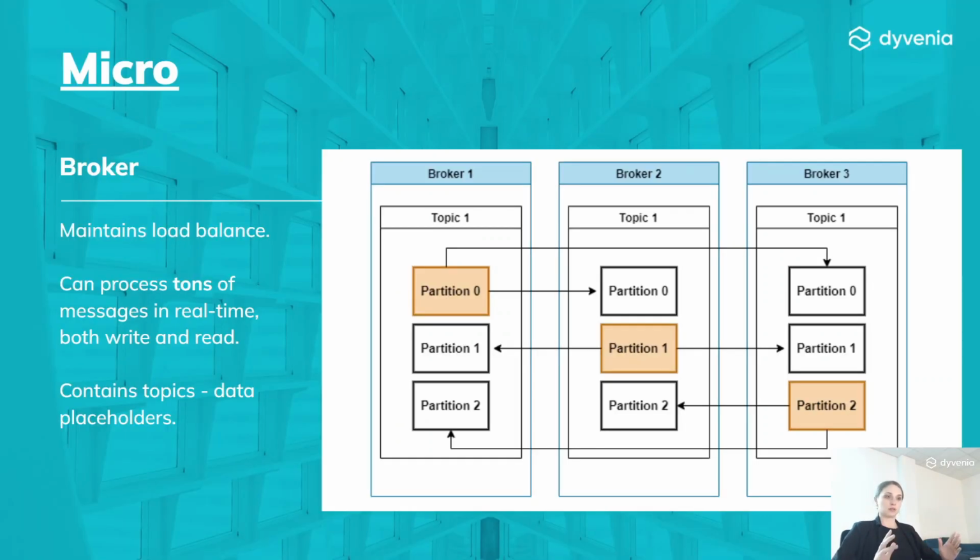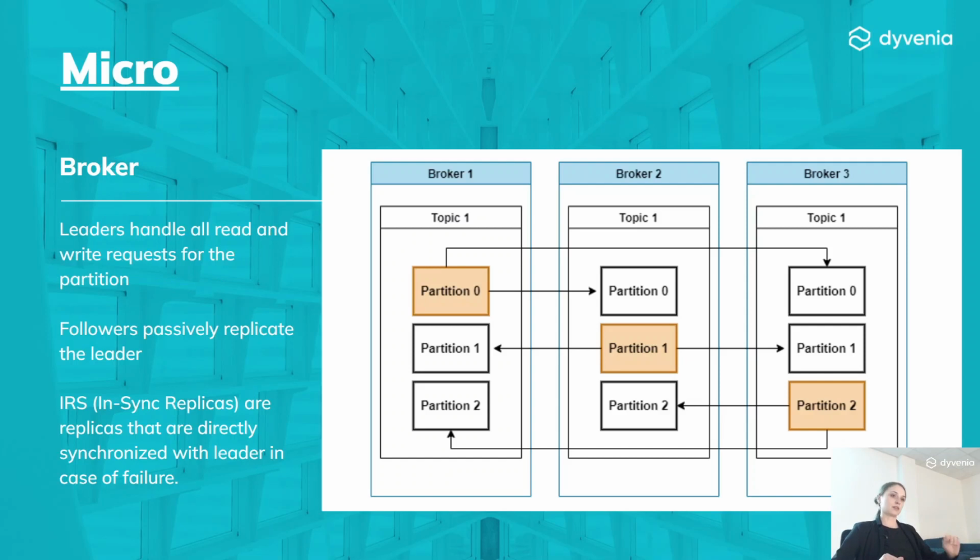Now let's talk about brokers. Let's go one level deeper. Brokers maintain load balance, and they are sending the messages to multiple topics in multiple partitions. So there's always a pace. They can process tons, and I mean tons, like thousands of messages in real time for both reads and writes. Brokers are made of topics, which are basically the placeholders for the data. This is very important, as topics are basically the core of Kafka.